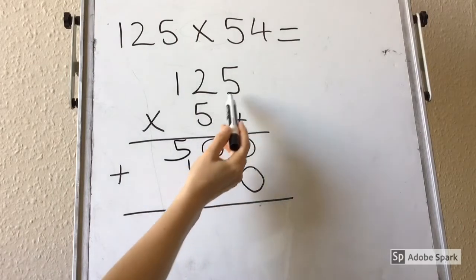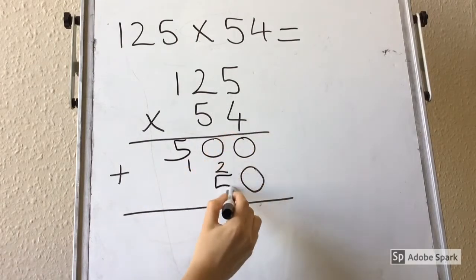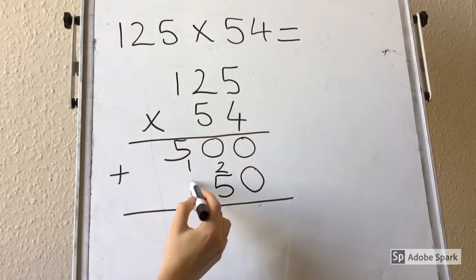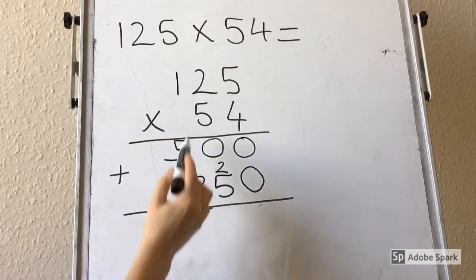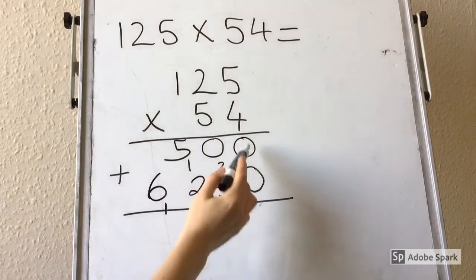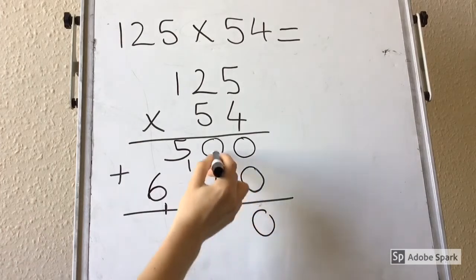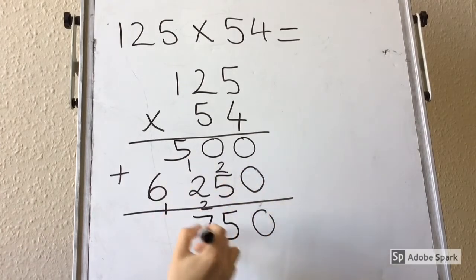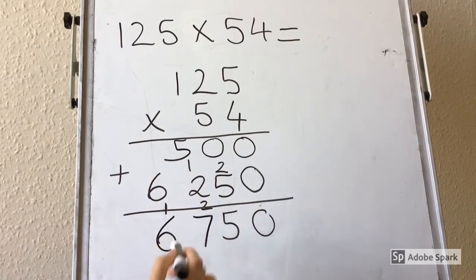Step 2, you've already put your 0 in, so you can think of it like 5 times 5, which is 25, carry the 2. 5 times 2 is 10, plus 2 is 12. 5 times 1 is 5, plus 1 is 6. Step 3 is add them together. 0 plus 0 is 0, 0 plus 5 is 5, 5 plus 2 is 7, and 0 plus 6 is 6. So well done if you got 6,750.